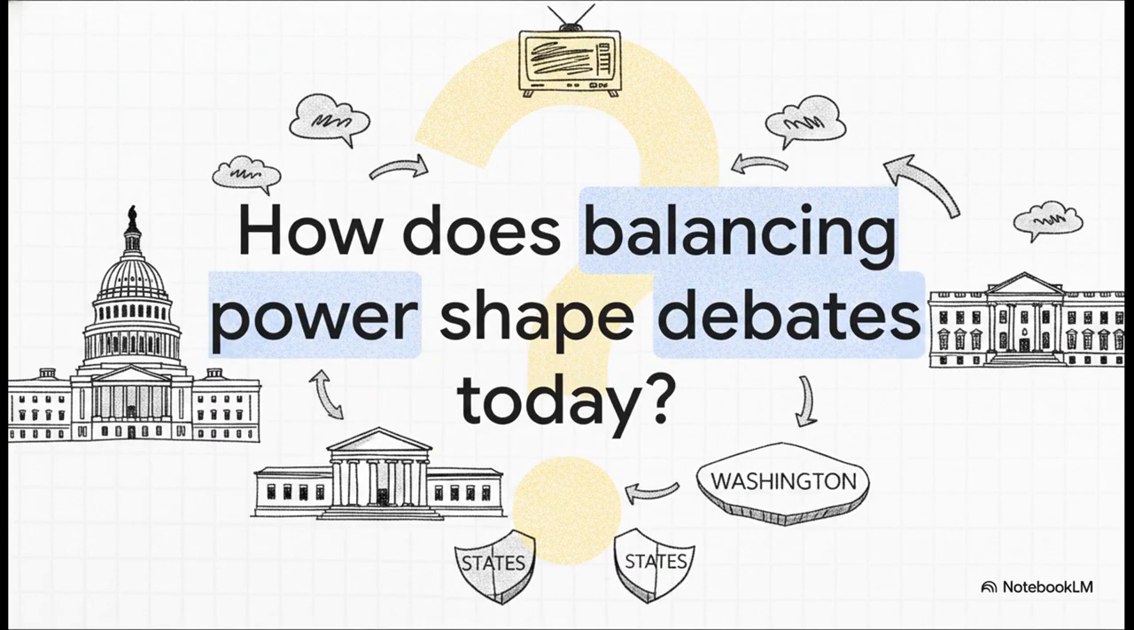I'll leave you with this final, provocative transfer question to think about. How does this constitutional model of balancing power shape the political debates we see in our government today? Next time you watch the news, look closely for the branches checking each other or the states arguing with Washington. It's all part of the design.